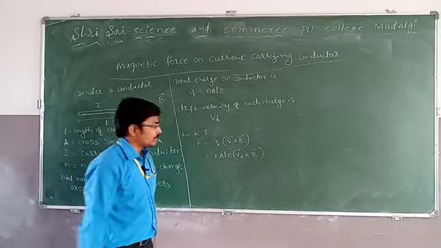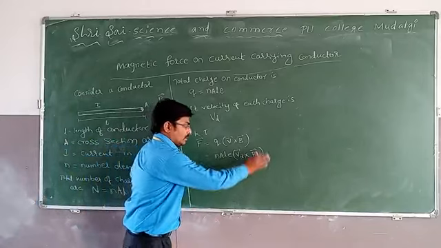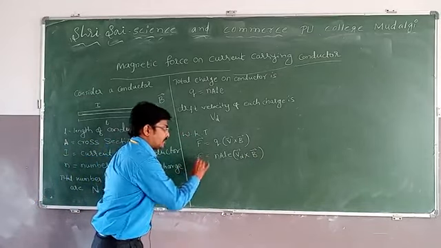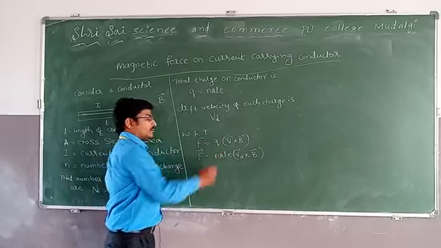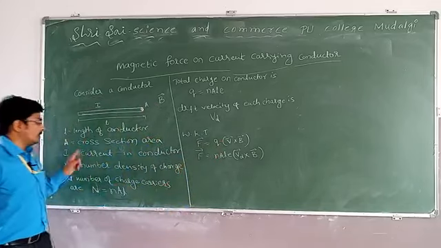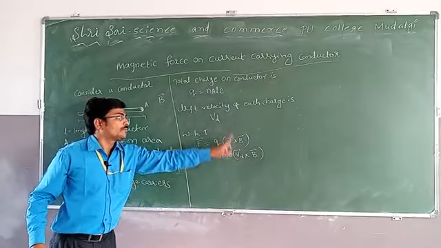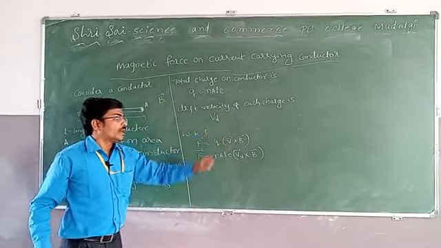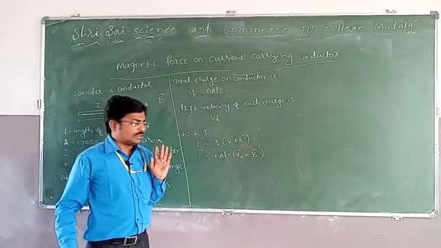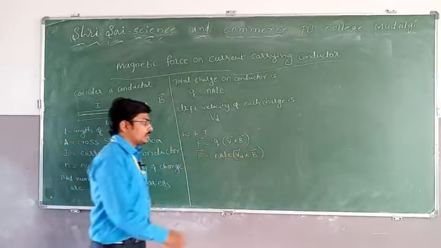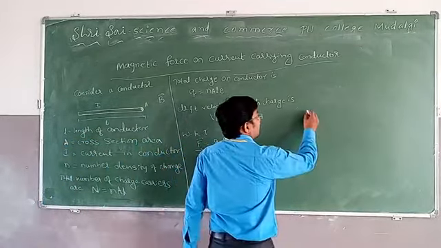See, almost we completed this part. What I did here: in place of Q, I took the Q value as it is. Instead of V, I wrote Vd, and B as it is I wrote.